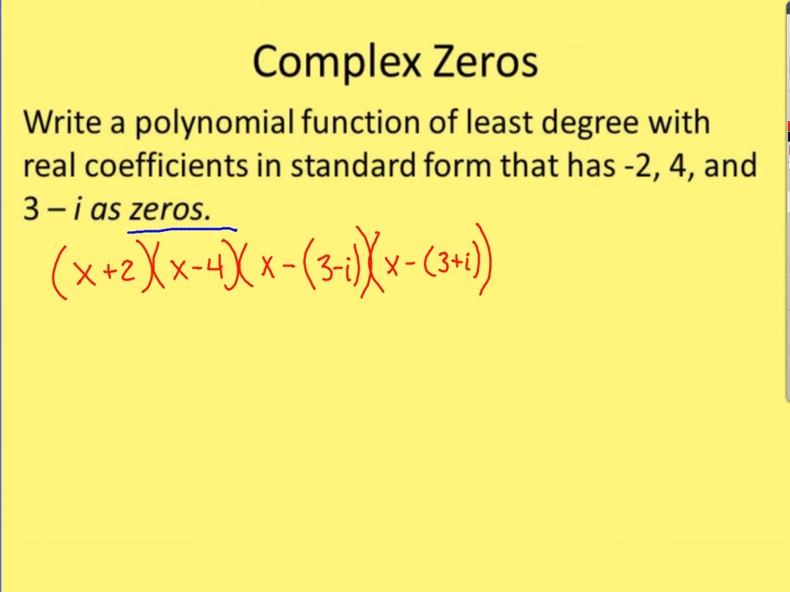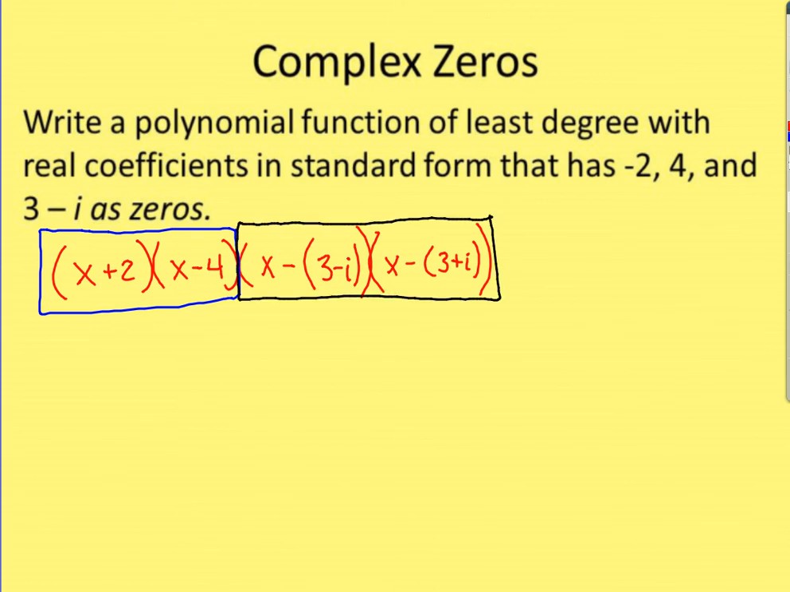Let's look at this group together and this group together. We're going to factor the pieces in the blue box, then the pieces in the black box, and then we will distribute. So if we FOIL in the blue box first, x times x gives us x squared. x times negative 4 is negative 4x. Inside, 2 times x gives us 2x. And last, 2 times negative 4 gives us negative 8.